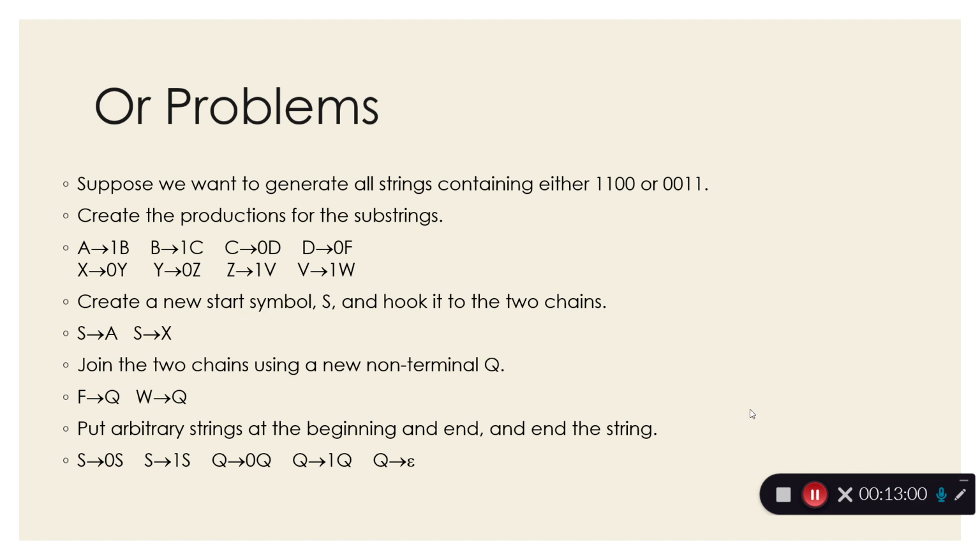So I have S goes to 0S, S goes to 1S. That gives me an arbitrary string at the beginning. I've joined the two substrings into the state Q, so if I put Q goes to 0Q, Q goes to 1Q, then I have an arbitrary string at the end, and I simply have Q goes to epsilon to terminate the string.